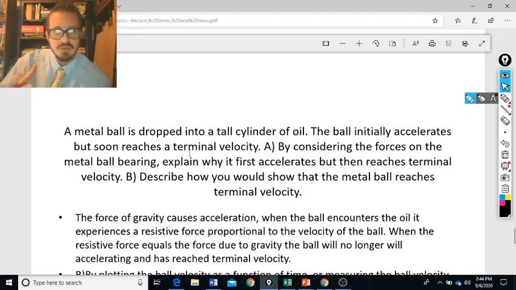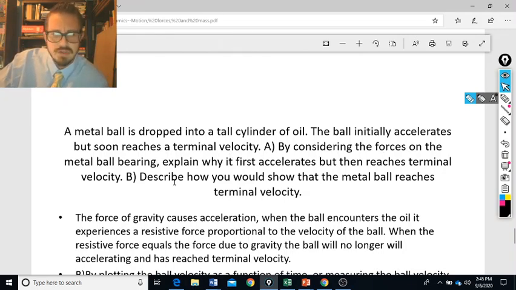To mention terminal velocity, something falling through a viscous liquid, like a skydiver falling through the air, will eventually have enough drag force that it will equal the weight. The same physics applies here. It's just a metal ball in place of a skydiver and oil in place of air.